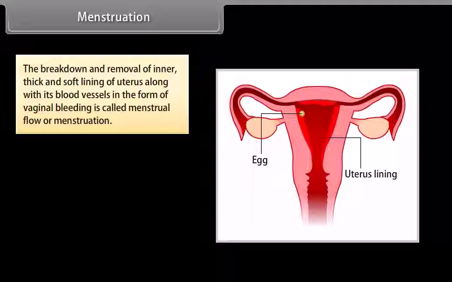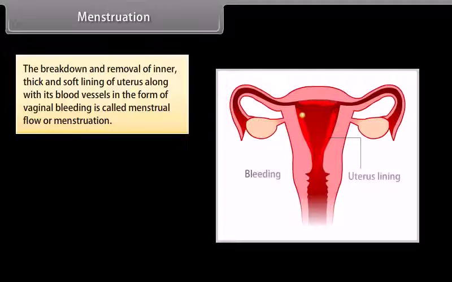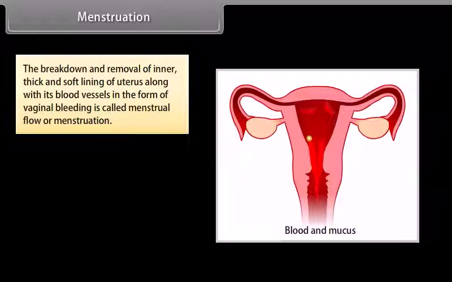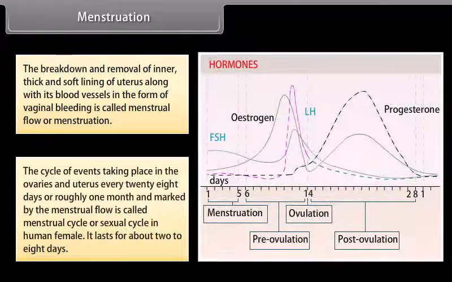Menstruation. The breakdown and removal of the inner, thick, and soft lining of the uterus along with its blood vessels in the form of vaginal bleeding is called menstrual flow or menstruation. The cycle of events taking place in the ovaries and uterus every 28 days, or roughly 1 month, and marked by the menstrual flow is called the menstrual cycle or sexual cycle in the human female. The flow lasts for about 2 to 8 days.